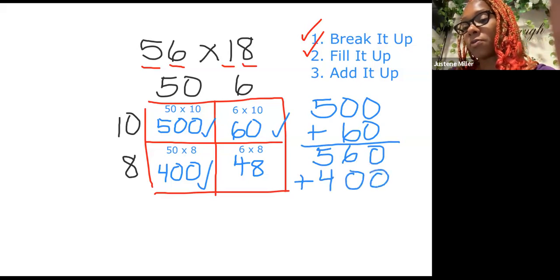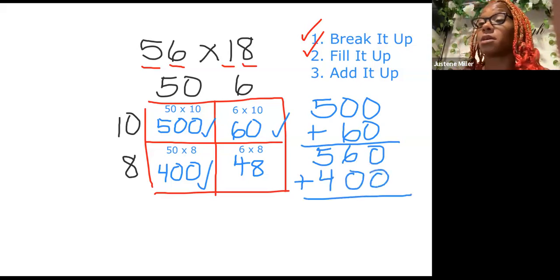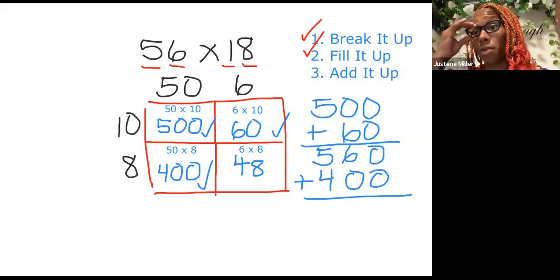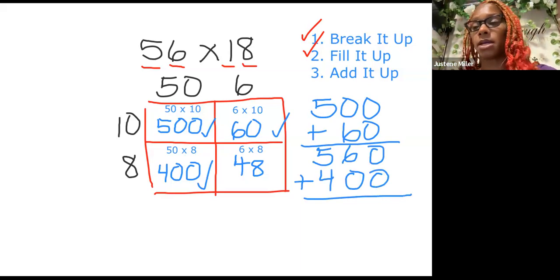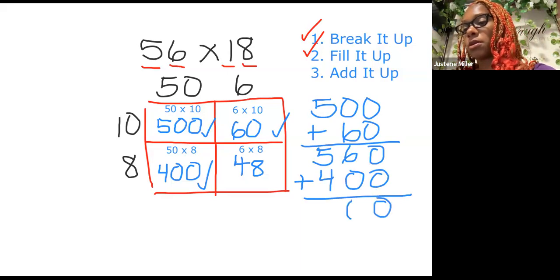If you notice, I check off the ones I add because as the numbers get larger, you're going to have more boxes. And sometimes we forget a box or we add it twice. So I always try to check it off. I'm very big on making sure I double check myself. And you should too. 0 plus 0 is 0. 6 plus 0 is 6. 5 plus 4 is 9.